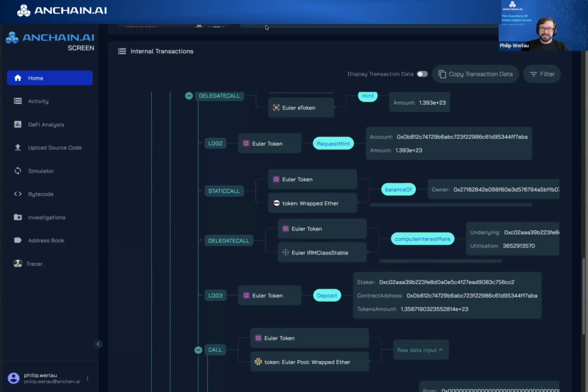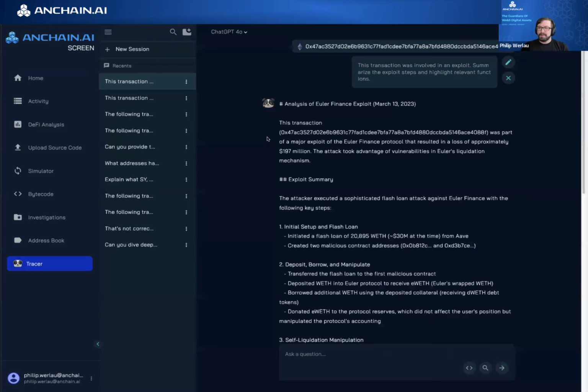So when I first did this investigation, it took me a couple of hours to fully wrap my head around this transaction and pick up everything that's going on. And that's part of why we created our Agentic AI system, Tracer, to help us pull some of these complicated transactions apart and understand what's going on underneath the hood. So I've put this transaction into Tracer.